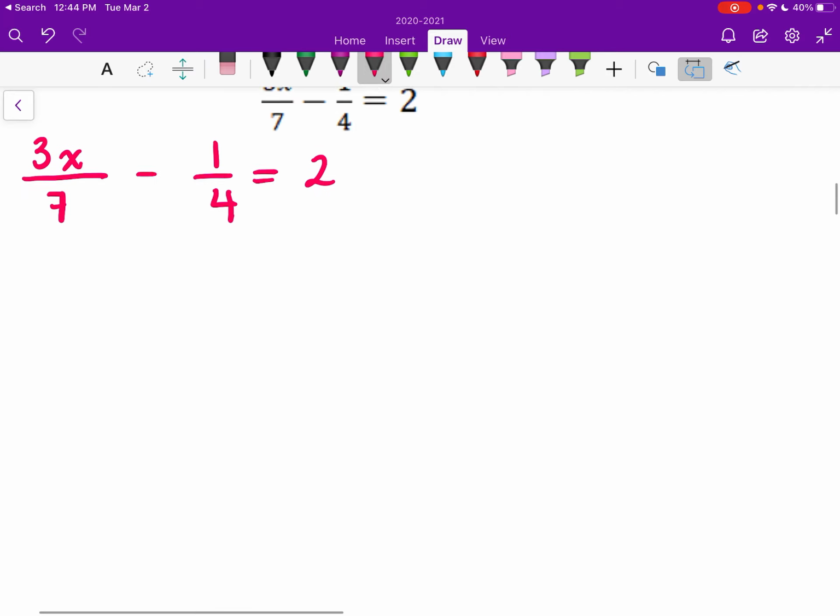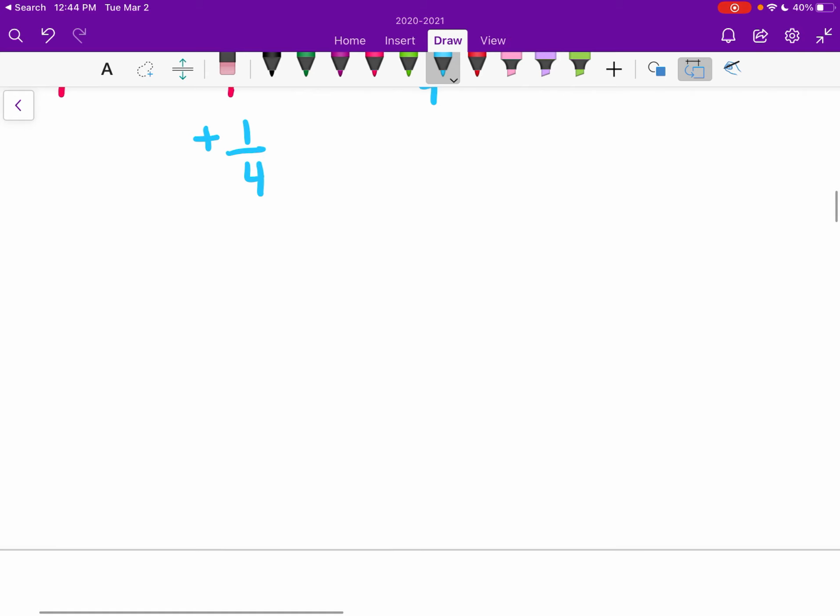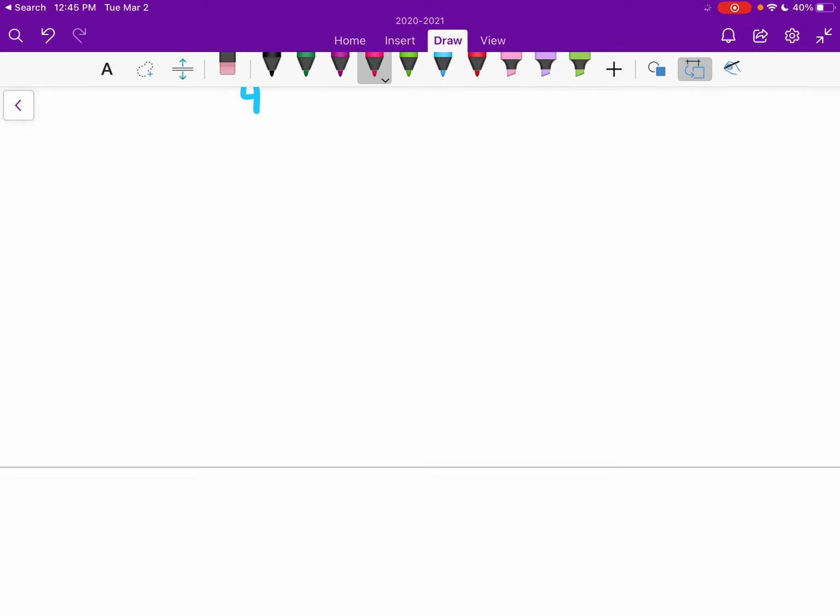Right? First things first, I want to get rid of that 1 over 4, so I'm going to add 1 over 4 on both sides, right? Because negative and positive. So then I'm left with 3x over 7 equals 2 plus 1 over 4, right? And then, because it's plus 1 over 4, I've got to change this 2 into something that I can use. You've got to give it a common denominator.